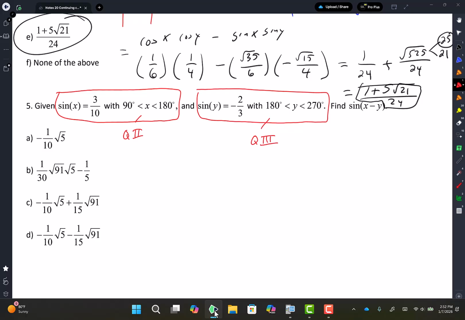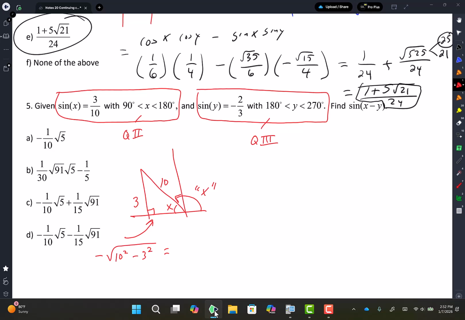So here we go. Quadrant 2. I exaggerate it. This is my real angle x, but we're going to use this to help us out. Sine is 3 over 10, so opposite 3, hypotenuse 10. So this side is the square root of 10 squared minus 3 squared, and a negative on the outside because we're in quadrant 2.